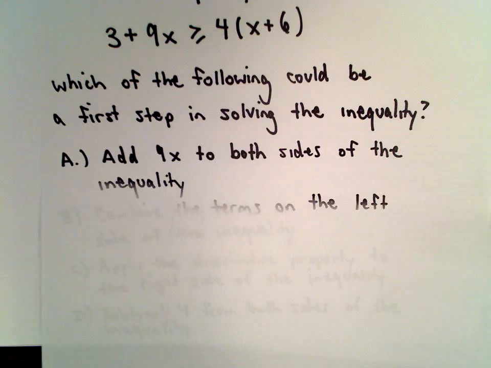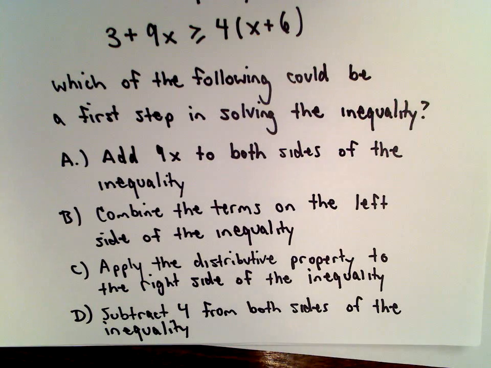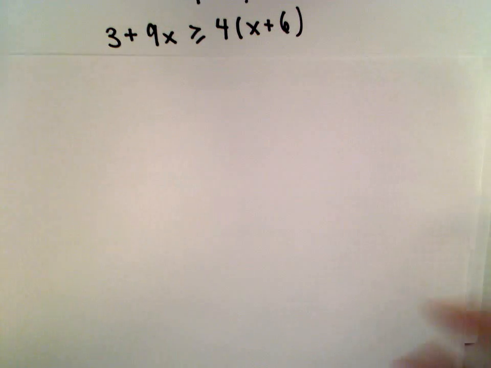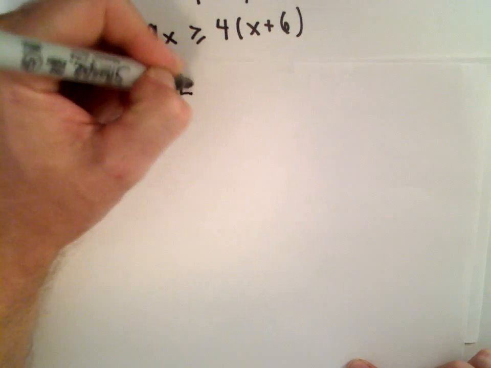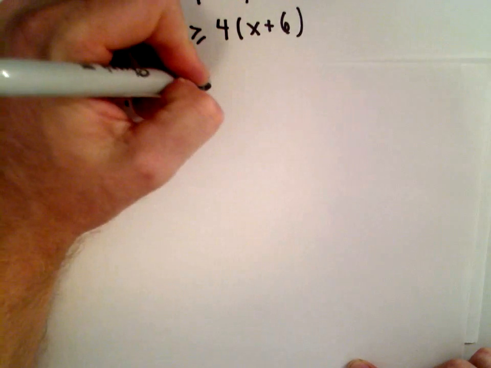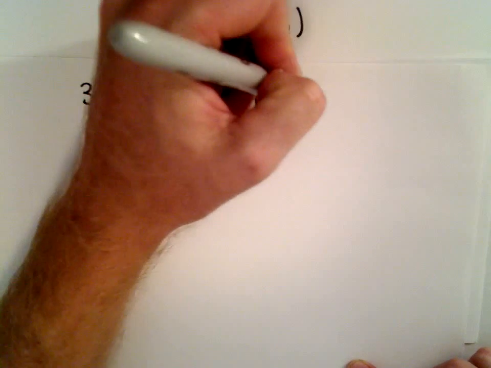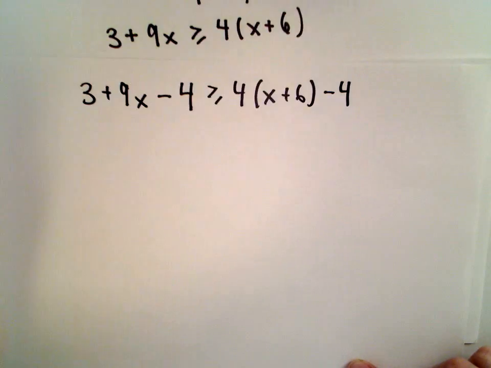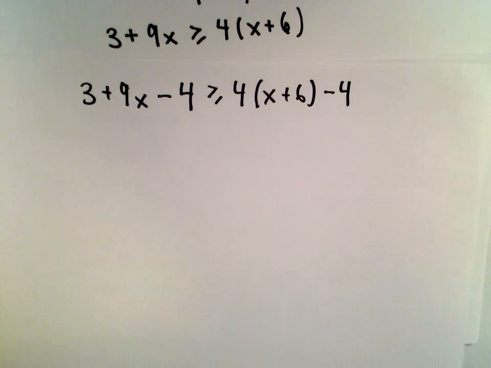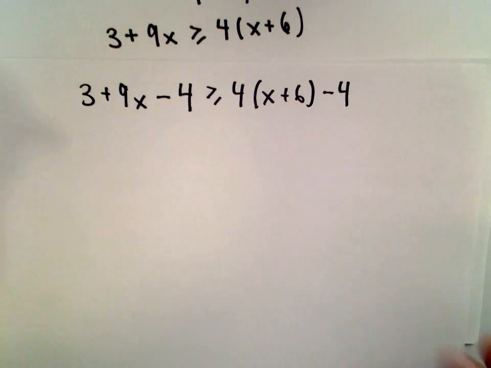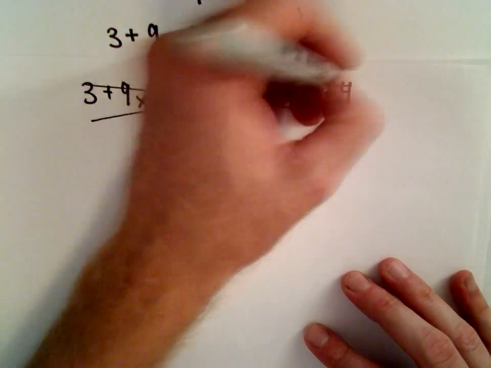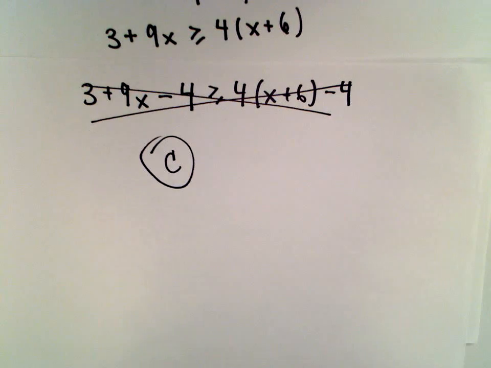Let's see why D maybe doesn't make sense. Subtract 4 from both sides of the inequality. Well, this is kind of like part A. It's valid to do, so I'm going to subtract 4 from the left side. And I'm also going to subtract 4 from the right side. Again, technically, you haven't done anything incorrect, but all you're doing is creating more terms, and it doesn't really do anything useful in terms of simplification. So definitely looks like C is the correct choice in this case.